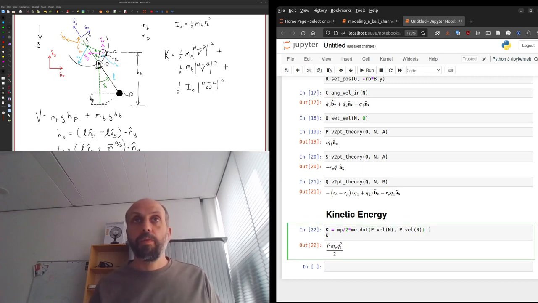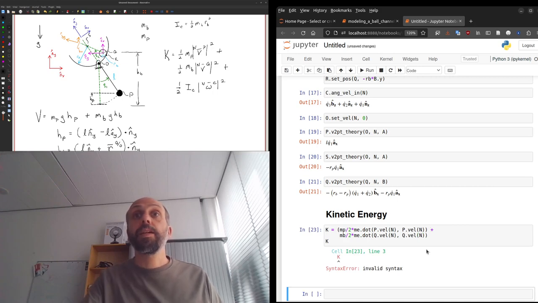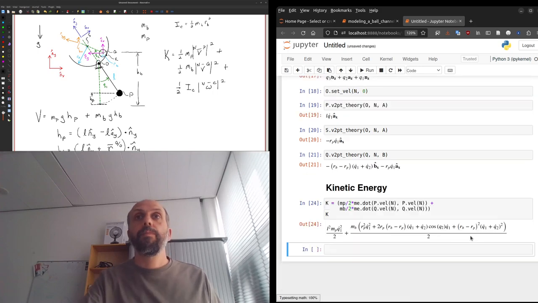So we're going to do that now for the ball. Should be quite the same. So MB divided by 2 times Q dot velocity in N, dotted with itself. And we get that term. So that's a little more complicated, but SymPy handles that just fine for us.